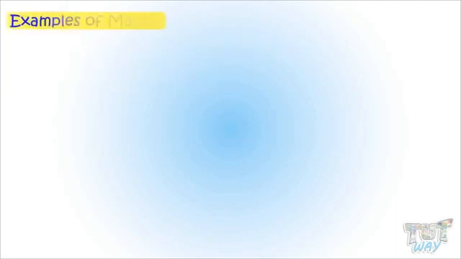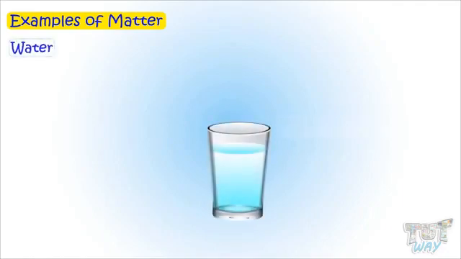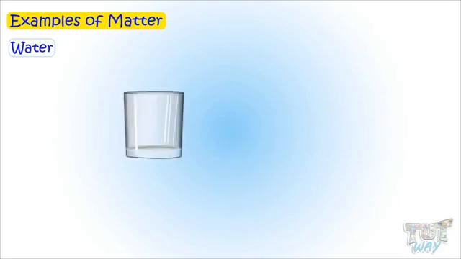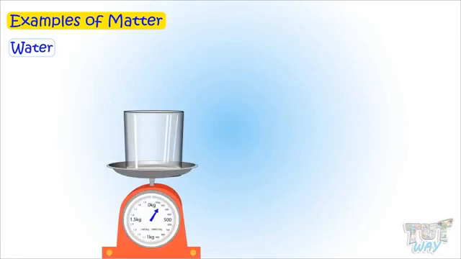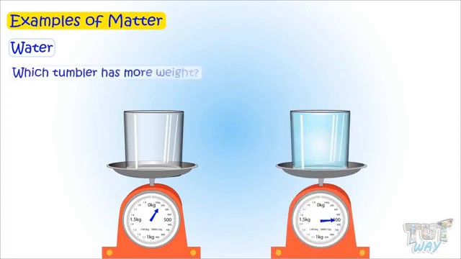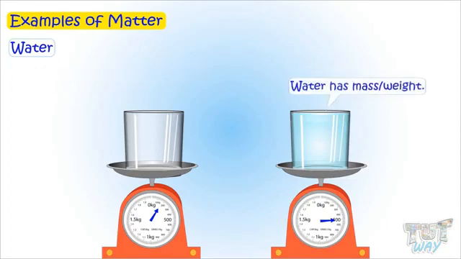Let's take an example to prove it. We learned that everything is made up of matter. So let's take a few things and see, are they made up of matter? First is water. We have to see if water is made up of matter. It should have mass and occupy space. Take an empty tumbler and weigh it. Now fill it with water and again weigh it. Which tumbler has more weight? The filled tumbler has more weight. It means that water has mass or it has weight.